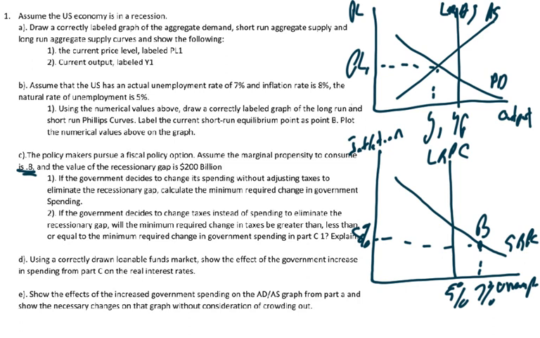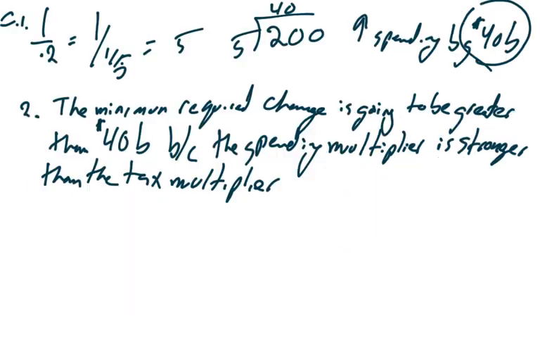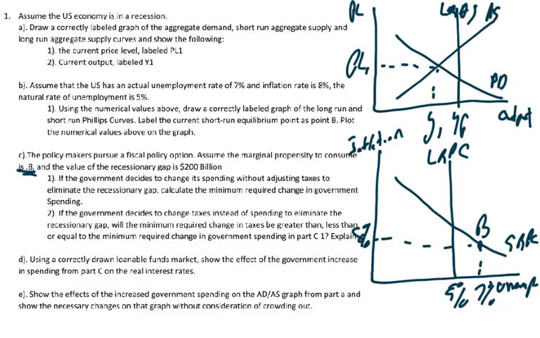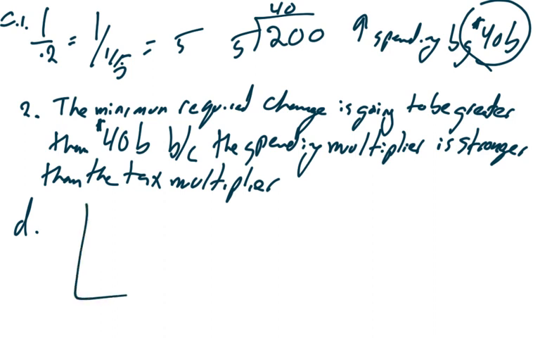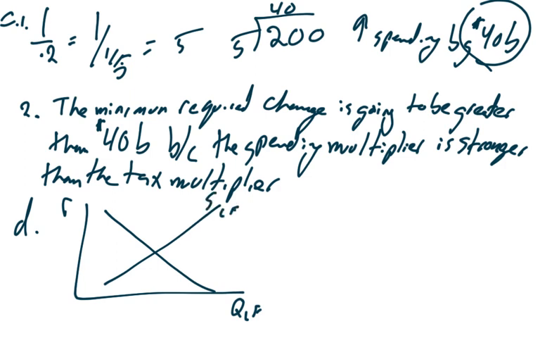Next, D says, using a correctly drawn loanable funds market, show the effects of the government increase in spending from Part C on interest rates. All right, and that was Part D, so D. Sorry about that. That was fake news. And here we go. And that is what your graph should look like, and that is one of the correct answers for part D.